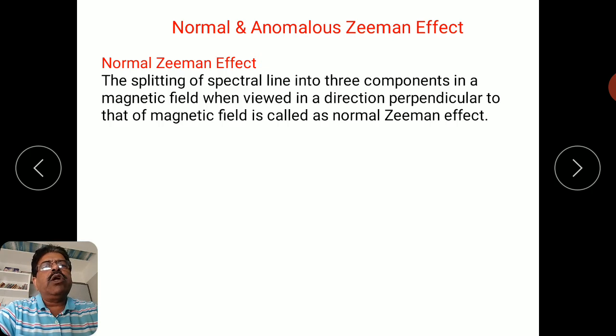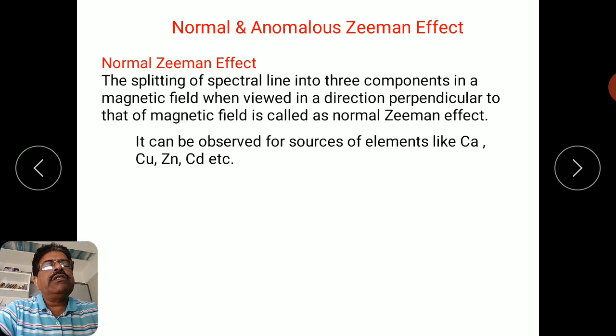Let us see first what the normal Zeeman effect is. The splitting of a spectral line into three components in a magnetic field, when viewed in a direction perpendicular to that of the magnetic field, is called the normal Zeeman effect. Whatever we have just discussed was the normal Zeeman effect. If you observe the spectra in a normal view, that means a transverse view, and you see that a single line is split into three components, then that Zeeman effect is called the normal Zeeman effect. Sources that show this kind of effect are, for example, calcium, copper, zinc, cadmium, etc.